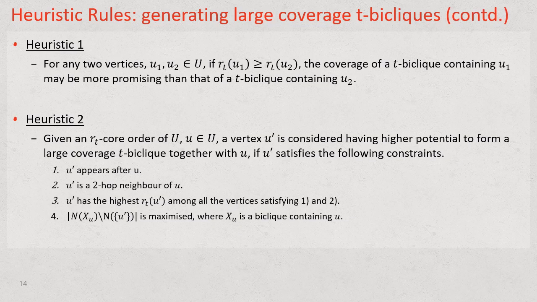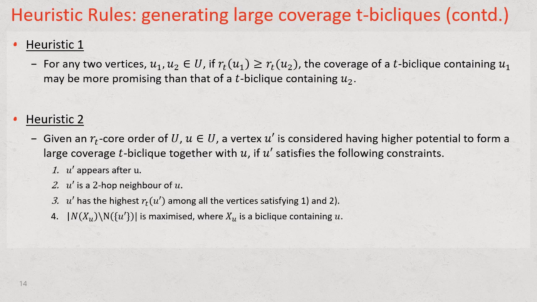We propose heuristic 1, which says for any two vertices U1, U2, if the RT core number of U1 is greater than that of U2, the coverage of a t-Biclique containing U1 may be more promising than that of a t-Biclique containing U2. Therefore, we order the vertices in non-ascending order of their RT core number. Once the vertices on the U side are in the RT core order, we then propose heuristic 2 to include the new vertex in the current vertex set X, leading to form a t-Biclique with potentially large coverage. Heuristic 2 is formally defined as follows.